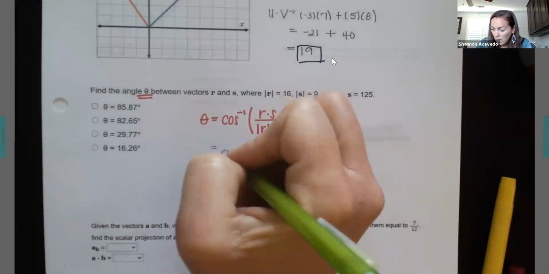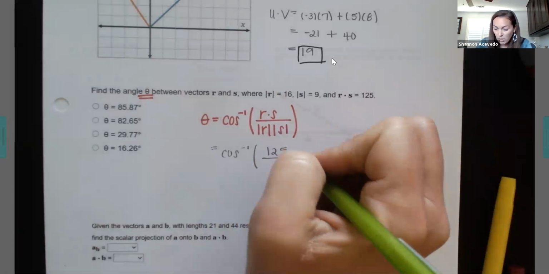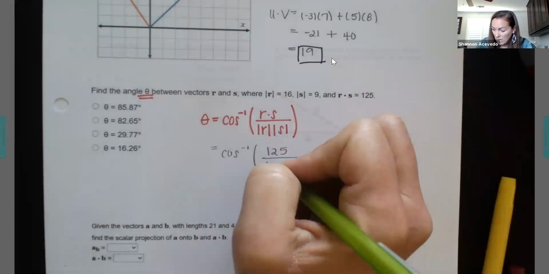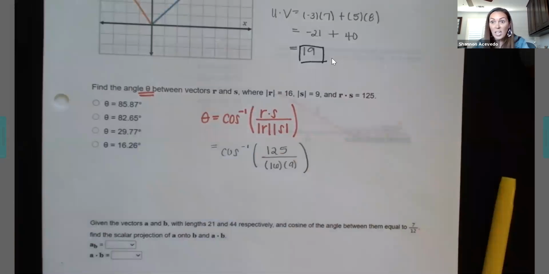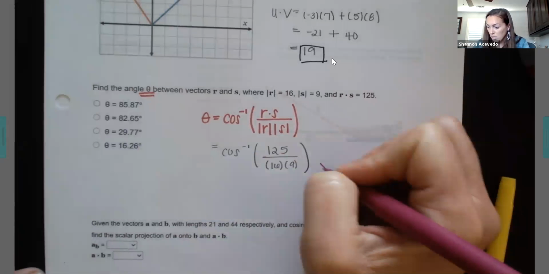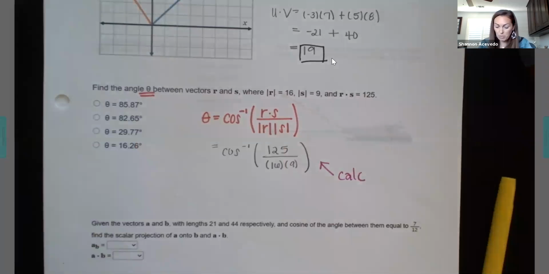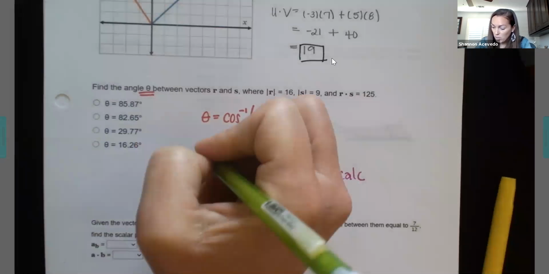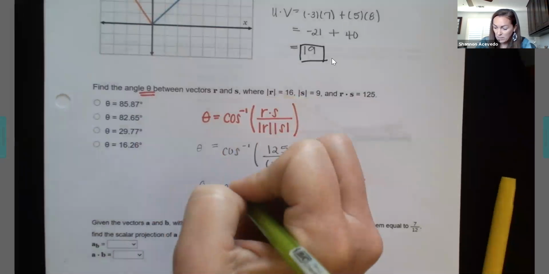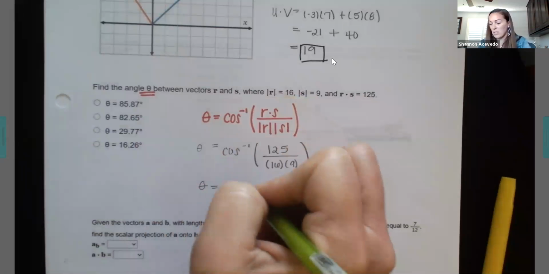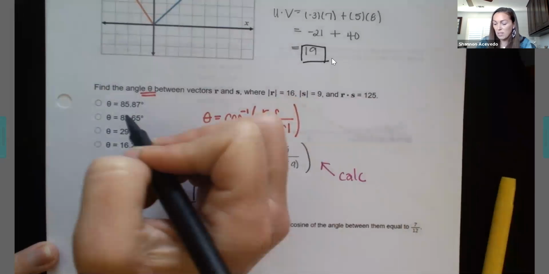So cosine inverse of 125 all over my 16 times 9. I plug this into a calculator. It's in degrees. Your calculator should hopefully already be in degrees, but double check in case it's not. And when you do that, you should end up with theta is equal to 29.77 degrees. Done.